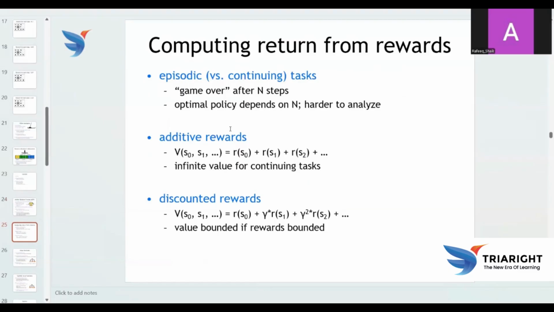Here we have the concepts of episodic versus continuing tasks: game over after n steps, right? The game ends at the end of the step, and it wants to collect the rewards. Optimal policies depend on the horizon. We have undiscounted rewards and discounted rewards.